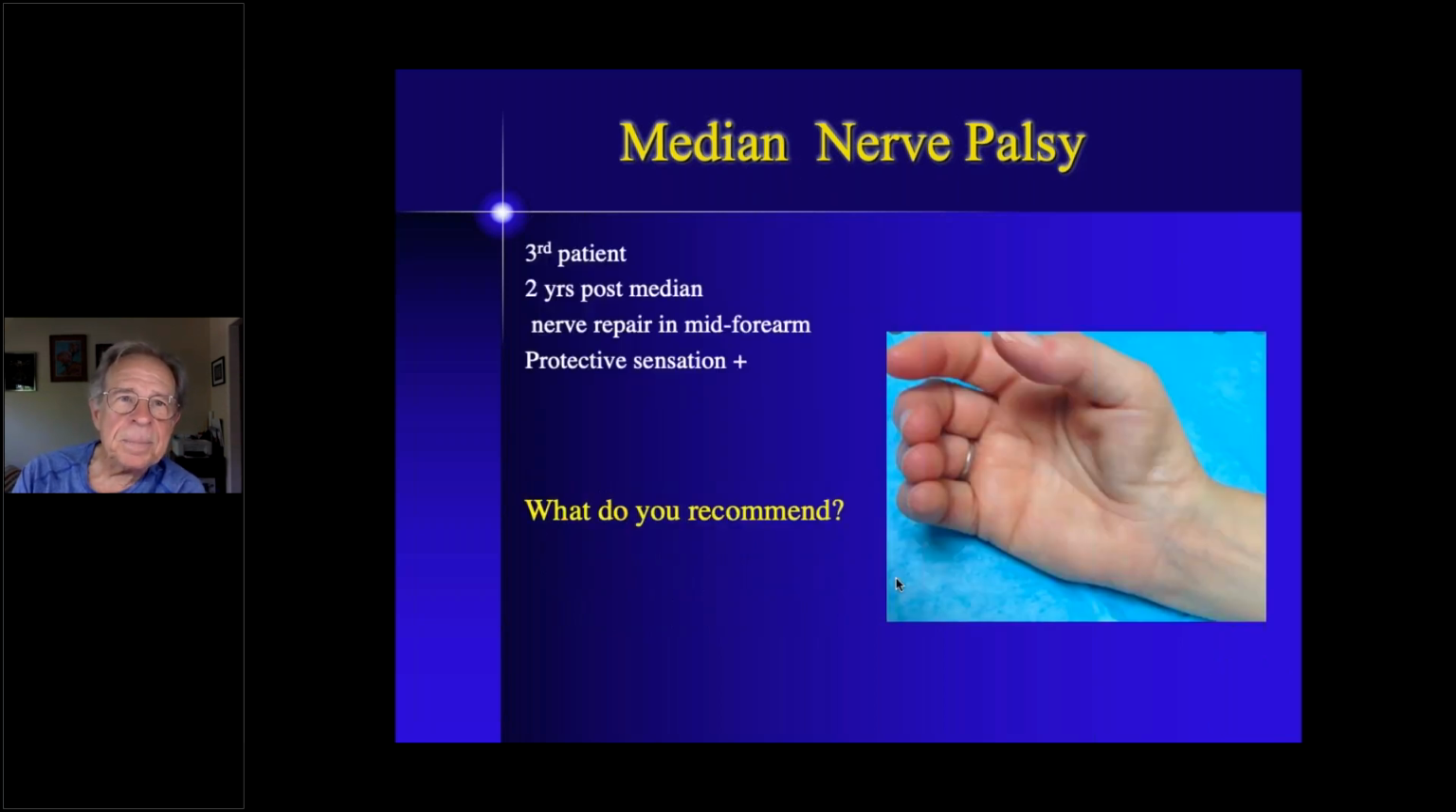So here's our patient. It's our third patient. He's 2 years post median nerve repair in the mid forearm. He's developed protective sensation, but he'd like to have better function of his hand. So what do we recommend?